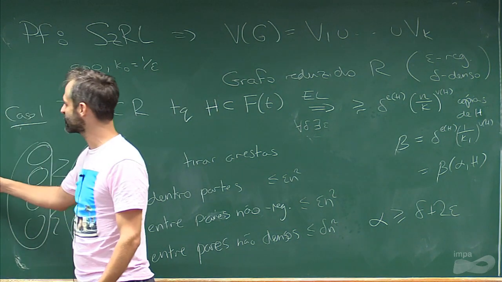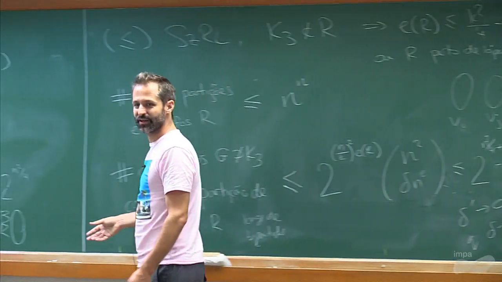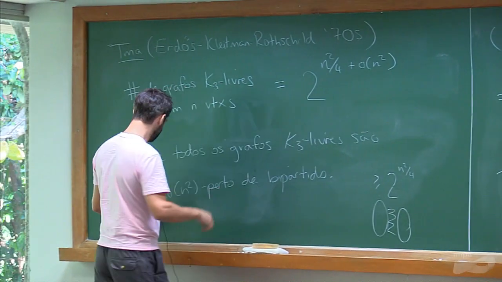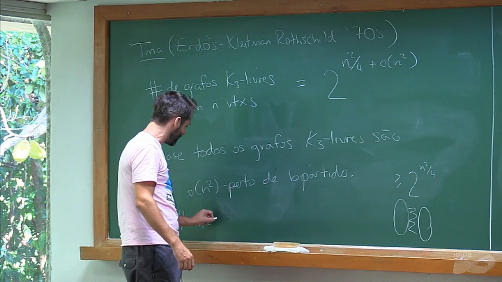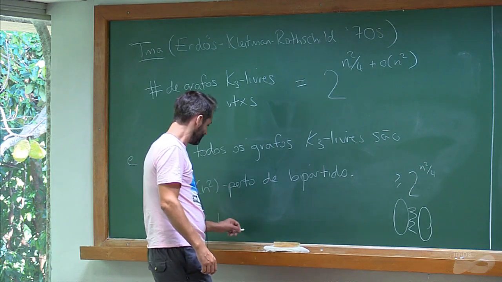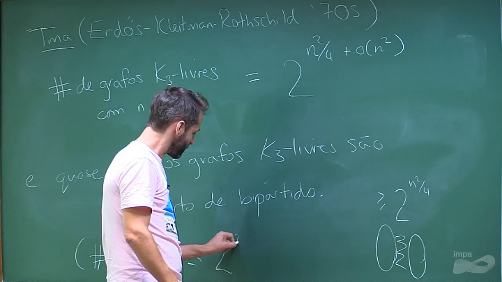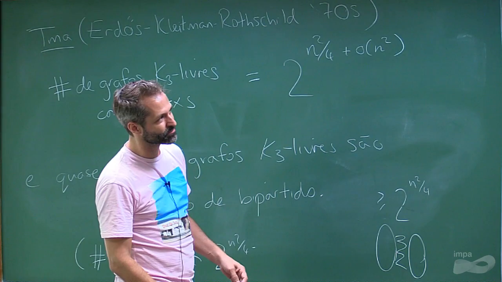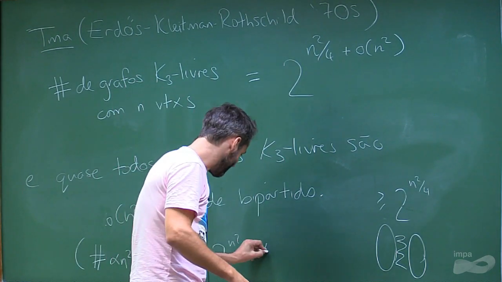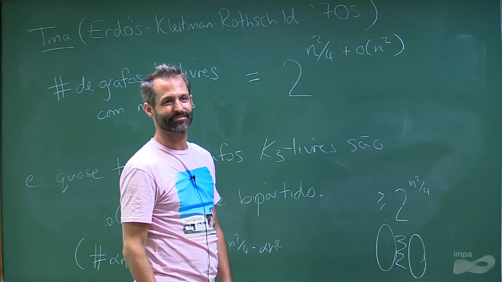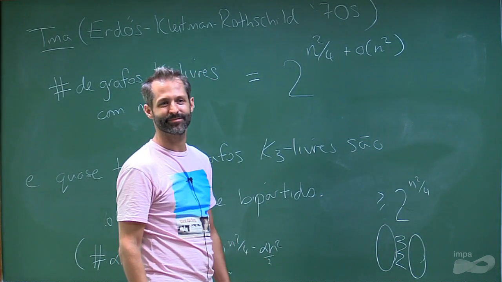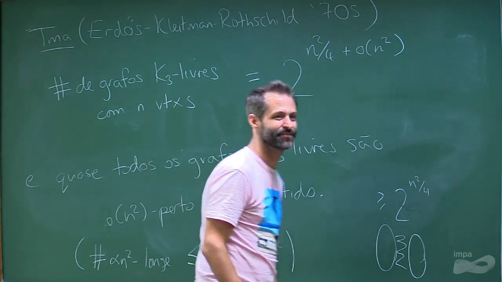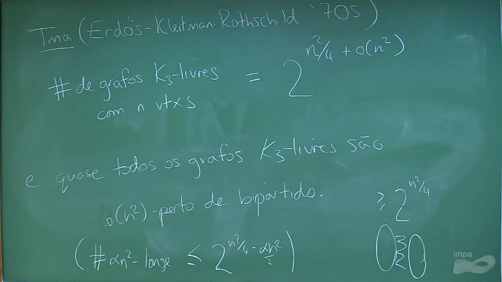So in fact, what we proved is not only almost all, but the number that are alpha epsilon far is at most 2 to the n squared over 4 minus basically alpha n squared. I'll put 2 here to be safe. So really, really, really few of them are far from being bipartite.